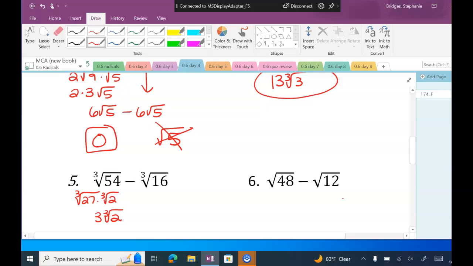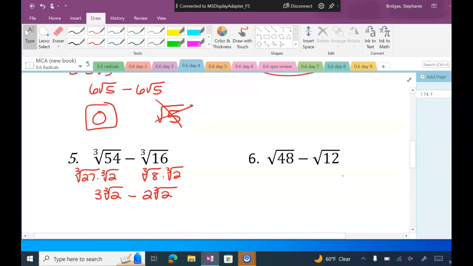And then 16. Is 16 a perfect cube? No, but what perfect cube goes into 16? 8. So we're going to split that into the cube root of 8 times the cube root of 2, and that's going to turn into 2 cube roots of 2. Do I have the same index and radicand now? Yes. And so we can just do the front part. What is 3 minus 2? 1. So this one should be just a 1 cube root of 2. You can put the 1 in front if you want, but you do not have to.